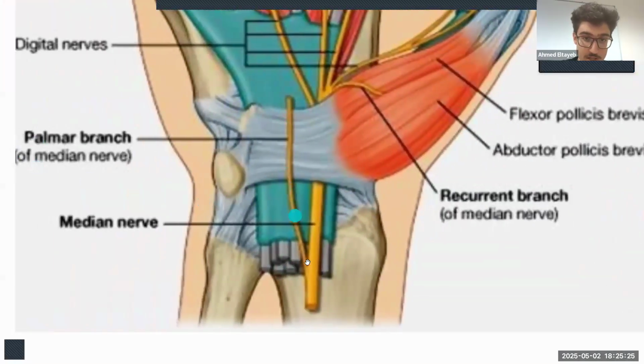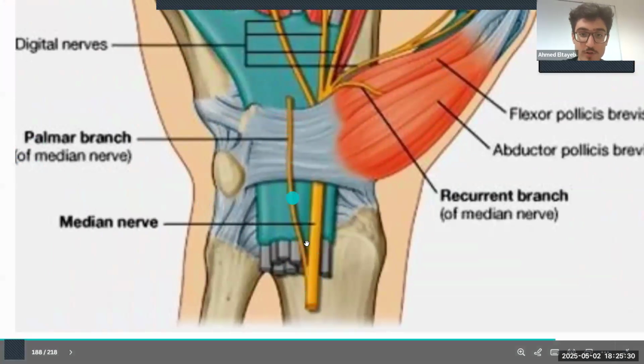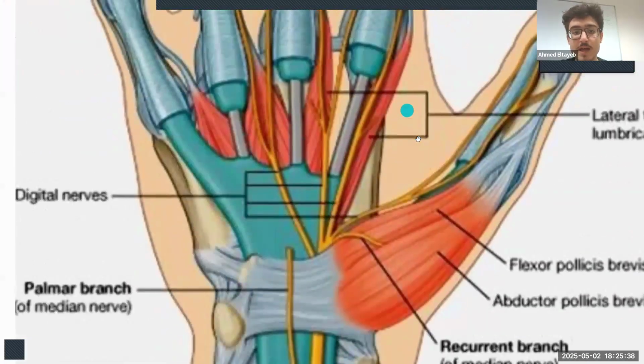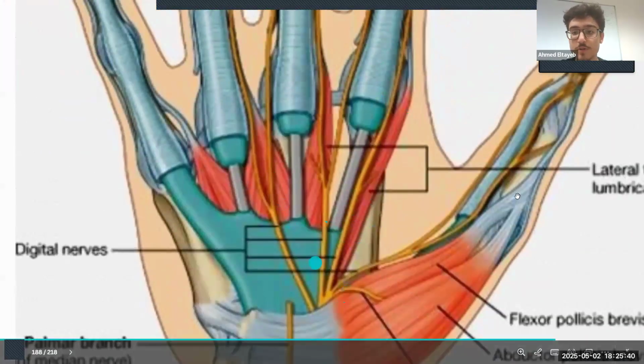This is the palmar branch. It originates before the carpal tunnel, and then you have the median nerve coursing through the carpal tunnel. It's going to give us the recurrent branch right here to supply the thenar compartment, and then also it's going to give us the lumbrical compartment.